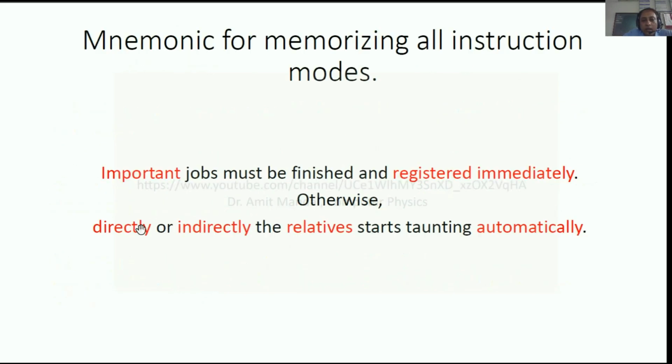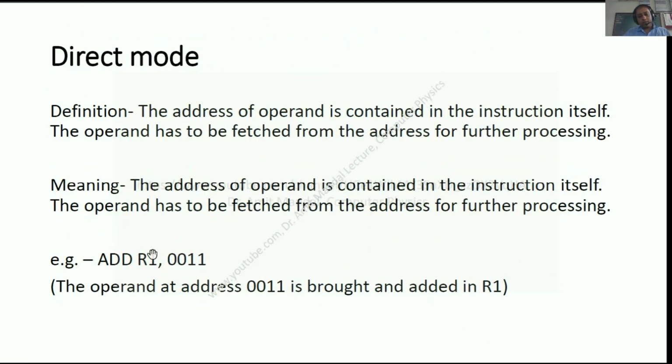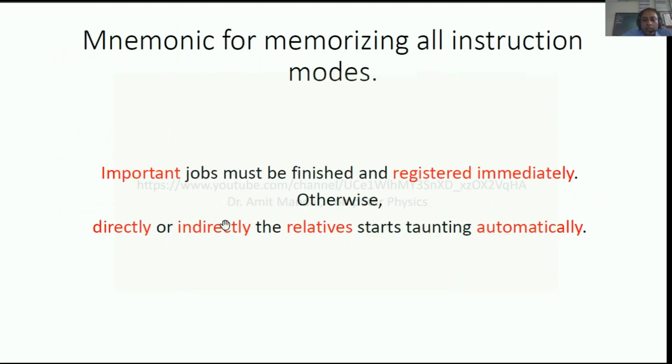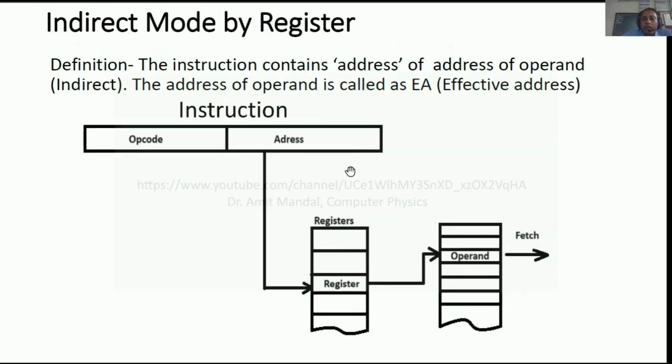No need of an address. Direct. Direct means that the address is written directly in the instruction. Here you can see this is the address part, from where the operand has to be brought. Now indirect mode: the word indirectly will recall indirect mode. Indirect mode is of two kinds. The operand address is actually contained in this address. So that is the indirect approach. In case we are using RAM or another memory device, it is indirect mode by memory, otherwise indirect mode by registers, in case we are using registers.